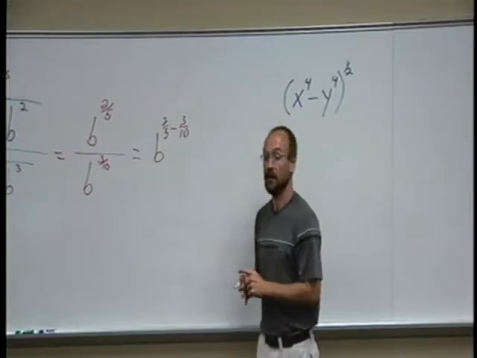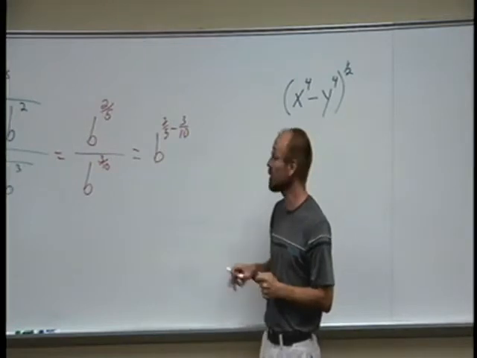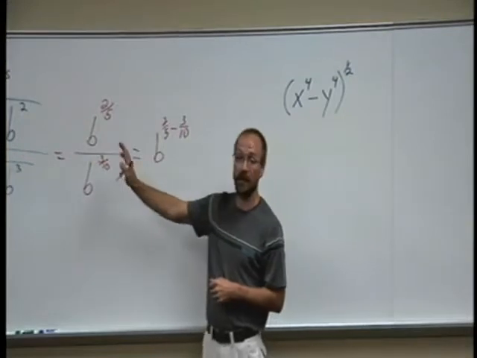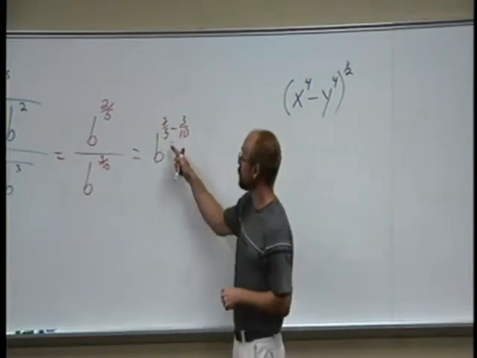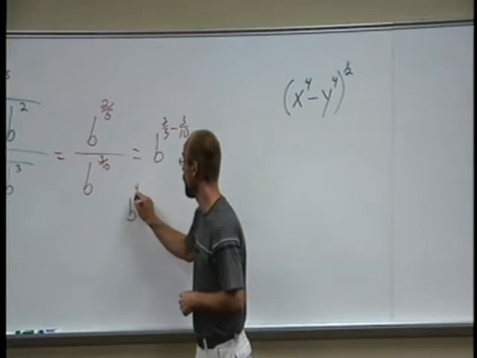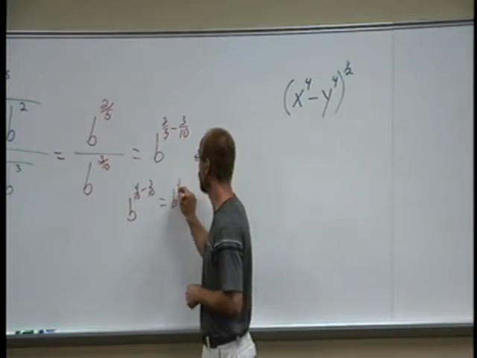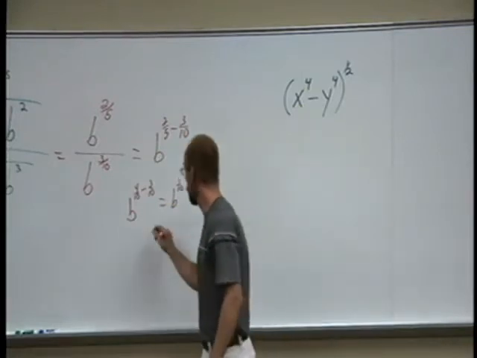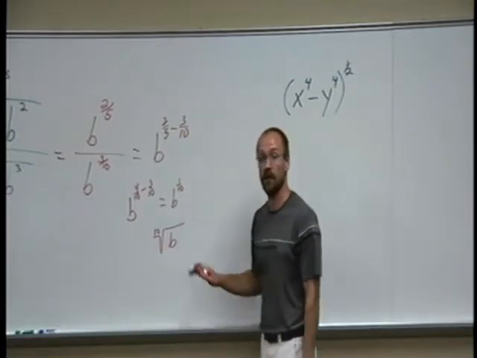3/10. Now, we recall in order to subtract fractions, they have to have a common denominator. Well, finding the common denominator when it's written like this is the same thing as finding the similar index so that we could do this operation. So 2/5 is 4/10, so I'm just going to write it here. B to the 4/10 minus 3/10 is b to the 1/10. And if we simplify that or write it as a radical, we have the 10th root of b to the first power, or the 10th root of b.